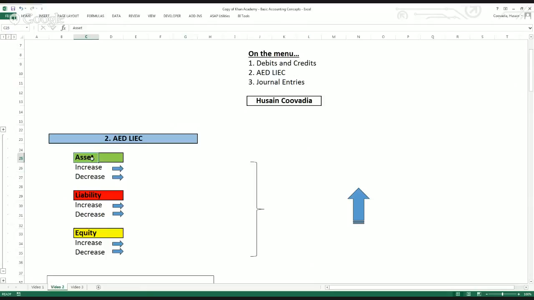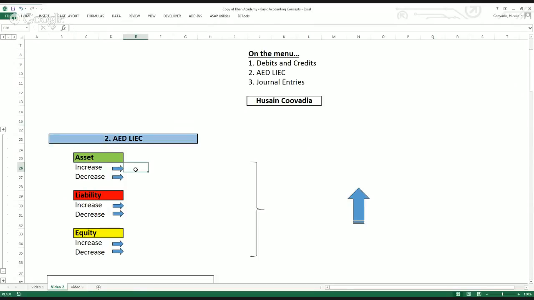In this, we're going to have a look at three elements that my colleague Zafir discussed: the assets, liabilities, and equity. We're going to have a look at assets and see which side an asset increases on and which side it decreases on. We're going to have a look at a liability and see which side it increases or decreases on. And we're going to have a look at equity and see where an equity increases or decreases.